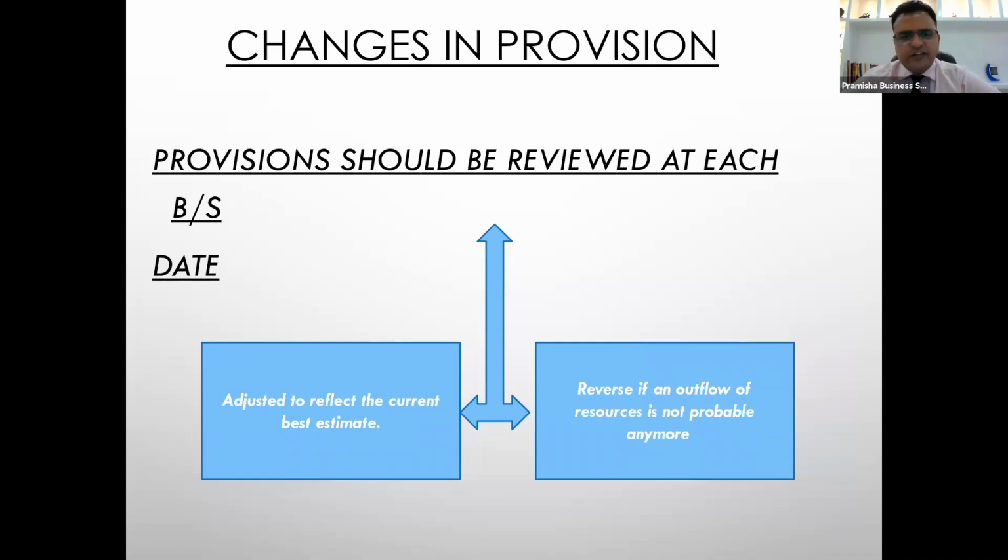Provisions are reviewed at the end of each year. We'll adjust the amount, so our provisions may increase or decrease because of this reviewing. Reverse if an outflow of resources is not probable anymore. So we may reverse the entire amount if we are not required to repay, or the judgments are in our favor and we are not required to pay any amount; it may be reversed as well.